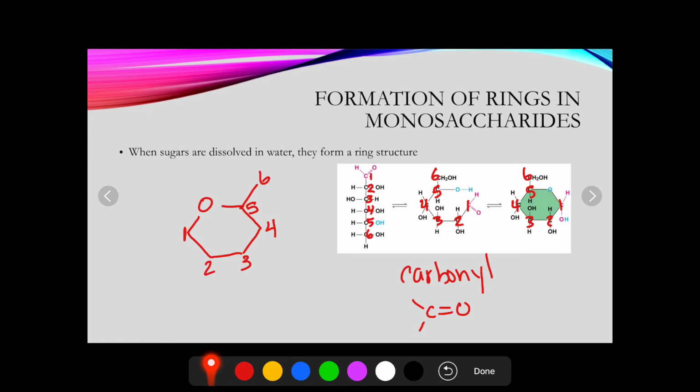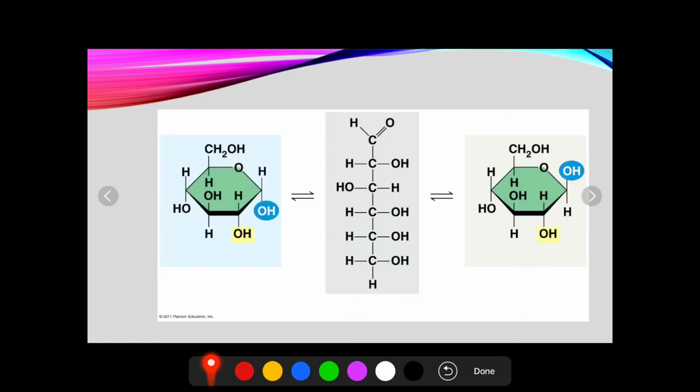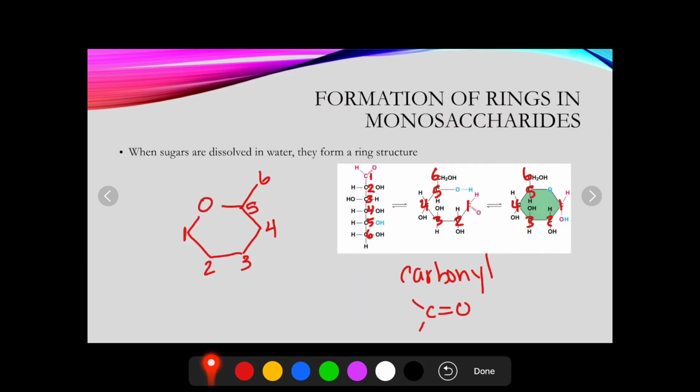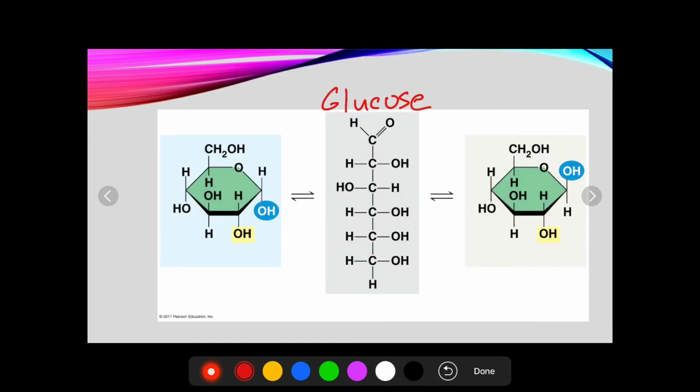All right. So who cares? Well, you should, because here we go. In solution, it's not just going to form one type of ring. There's actually going to be 2 rings that form from glucose. So I've got a glucose linear in the middle here, but glucose can form 2 types of ring. That carbonyl group can end up facing downward or facing upward. And that makes a huge difference.